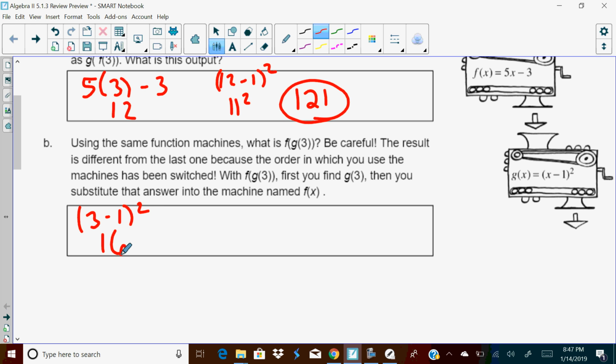So I'm going to get 3 minus 1 squared, which is 2 squared, which is 4. And then I'm going to plug 4 in for f of x. So I'm going to do 5 times 4 minus 3, or 20 minus 3, which is 17.